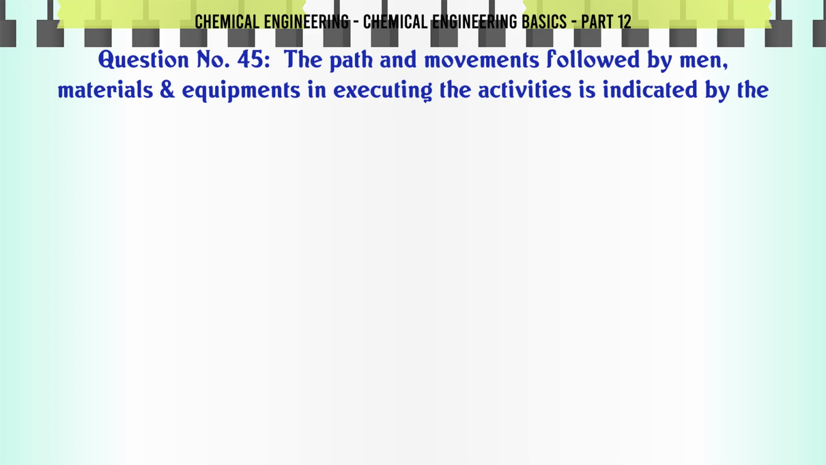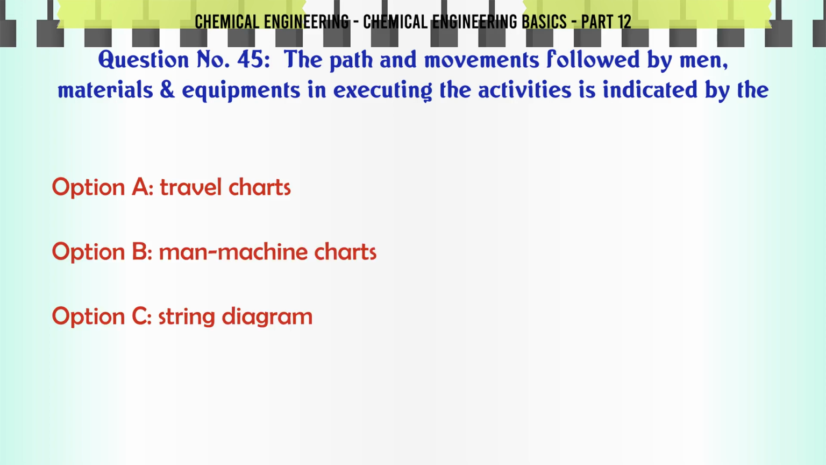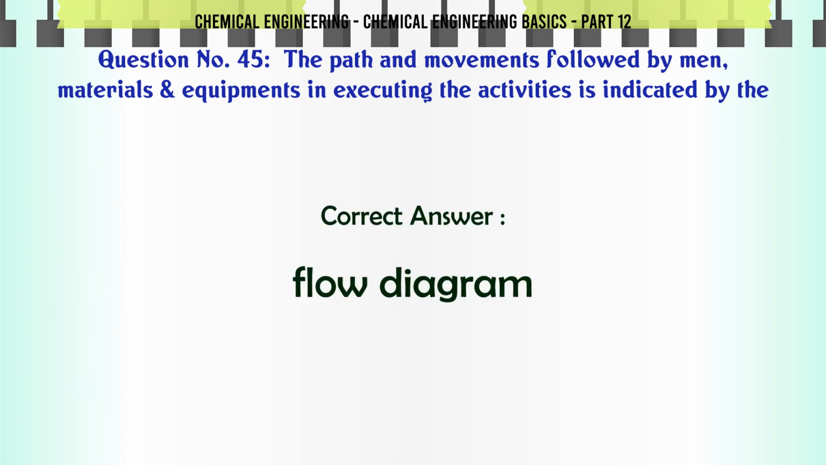The path and movements followed by men, materials and equipment in executing the activities is indicated by the A. travel charts, B. man-machine charts, C. string diagram, D. flow diagram. The correct answer is flow diagram.